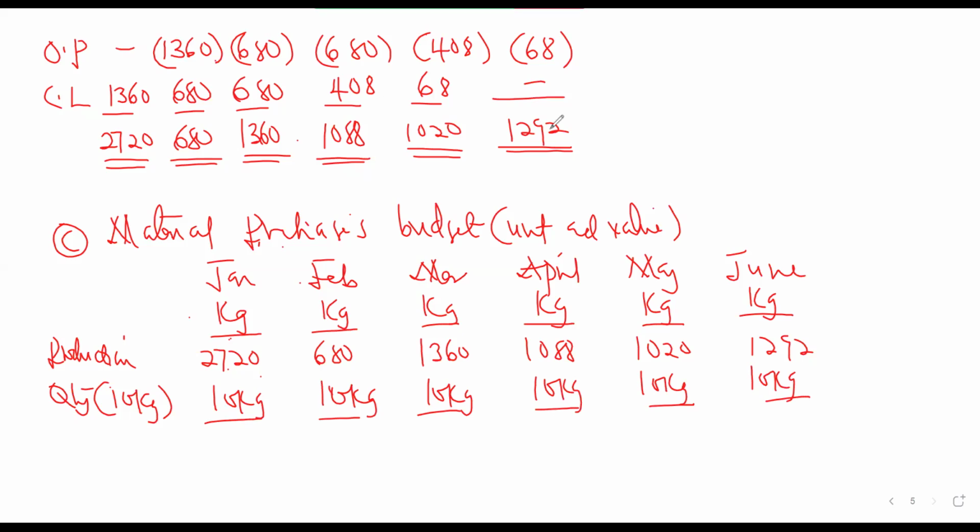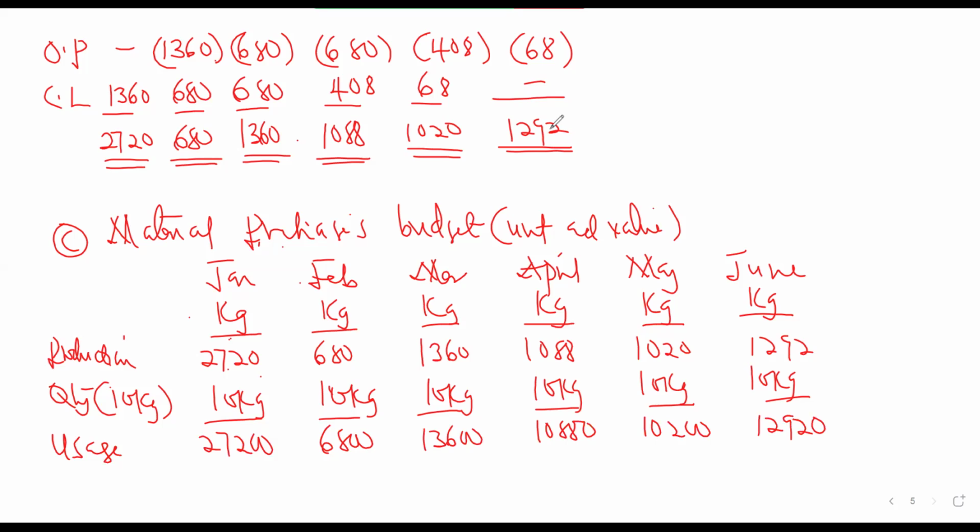All right. So how many quantity are we going to be using? What will be the usage? What will be the material that we'll be using to produce the 27,200? Okay, that will be 27,200. So this will be 6,800. This will be 13,600. This will be 10,880. 10,200. 12,920. Okay. So this is the quantity that we are going to be using.